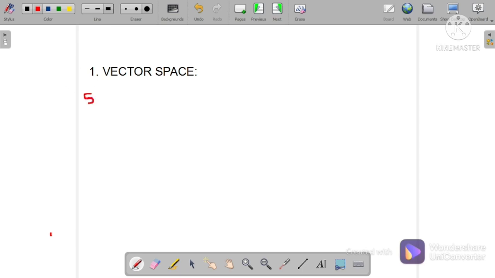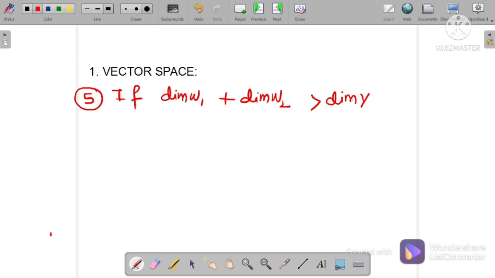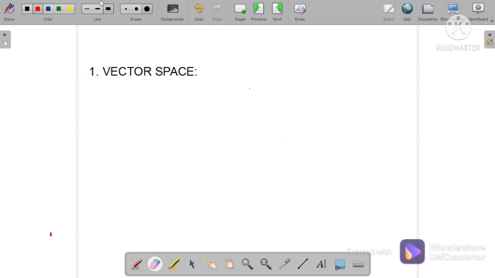The fifth result is: if dimension of W1 plus dimension of W2 is greater than dimension of vector space V, then in that case W1 intersection W2 is a non-zero subspace. Now the quotient space.